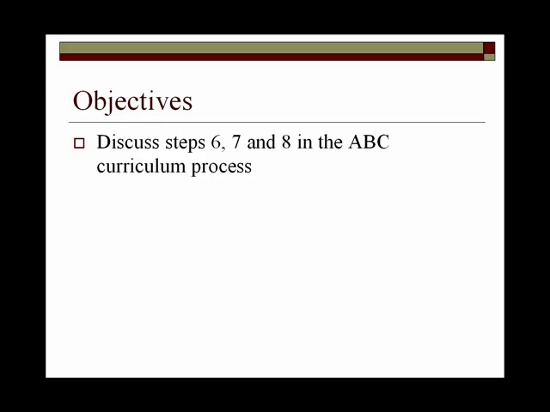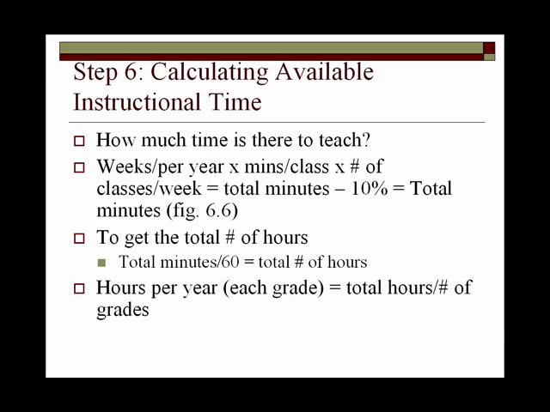The lesson objectives are to discuss steps 6, 7, and 8 in the ABC curriculum process. So in step 6, you're going to calculate the available instructional time. You need to understand or figure out how much time there is to teach. We have some math to do, but don't let that scare you.